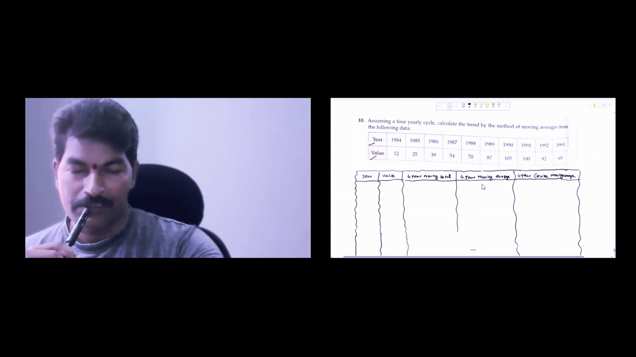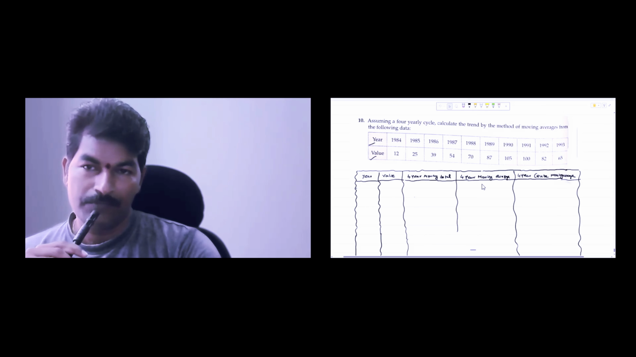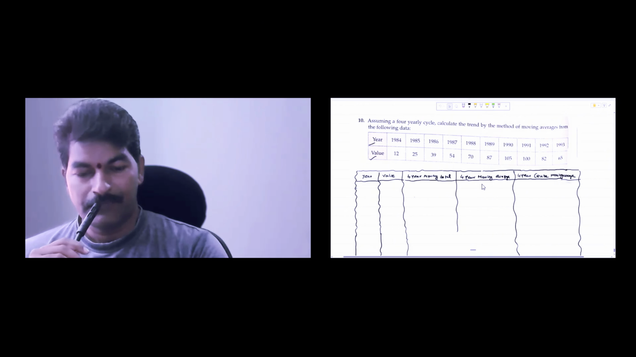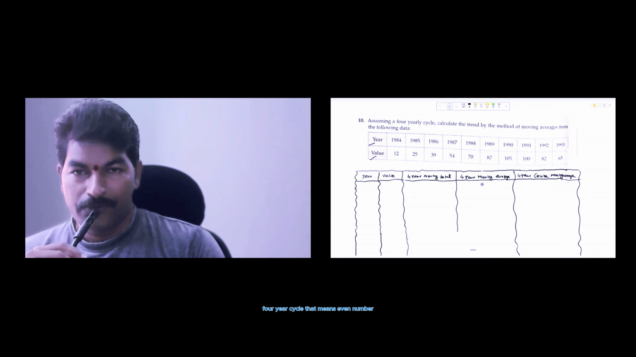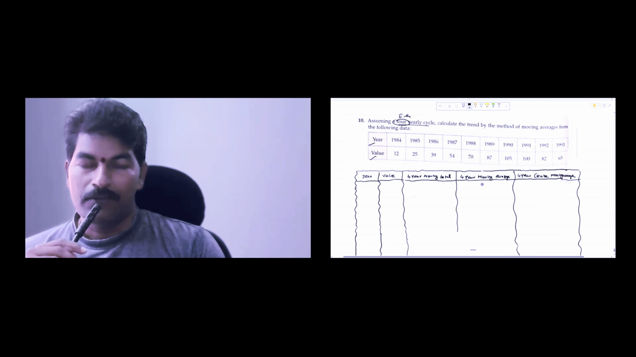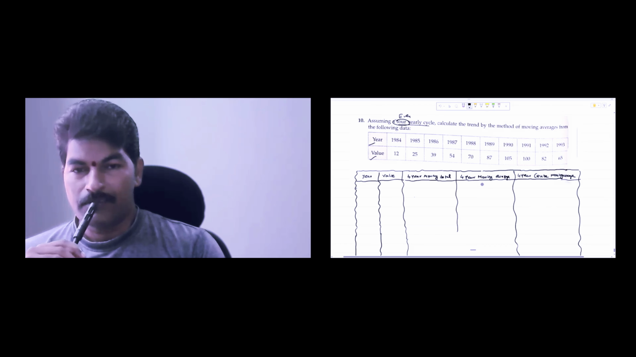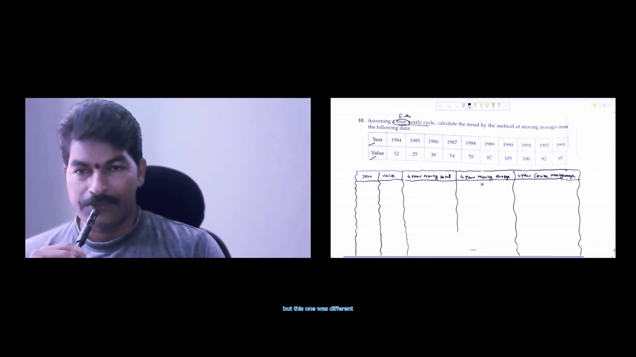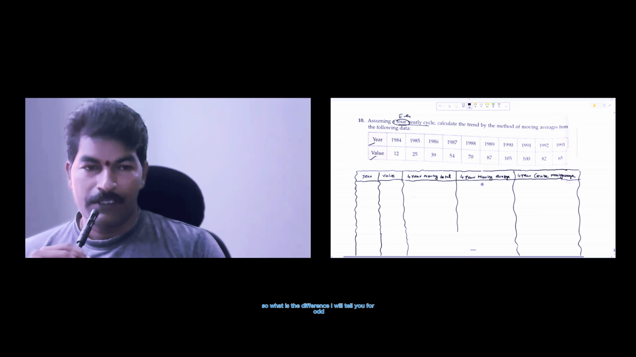Take a look at the next continuation problem. As time-based data, exercise 11.1, problem number 10. This question was a different one. Here you can see a 4-year cycle. That means an even number. Up to this problem, we solved odd moving averages, but this one was different. So what is the difference?